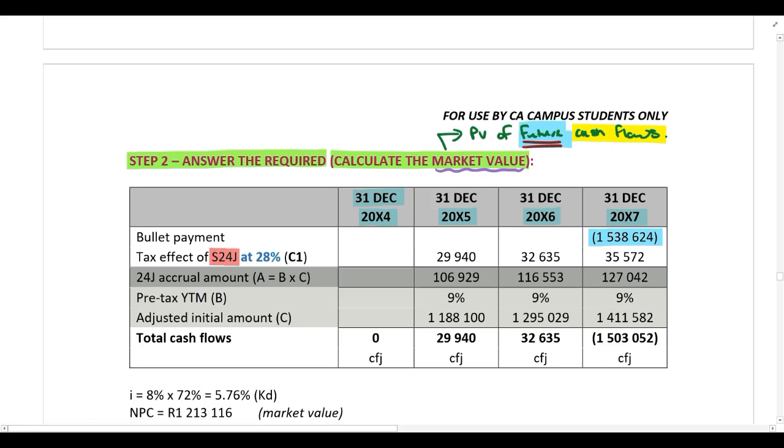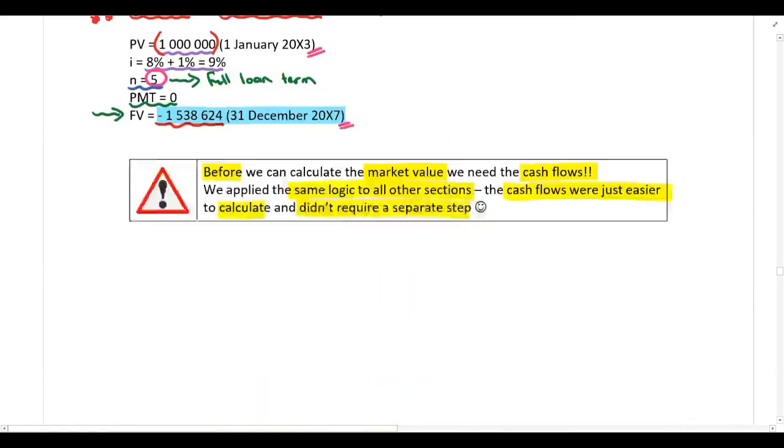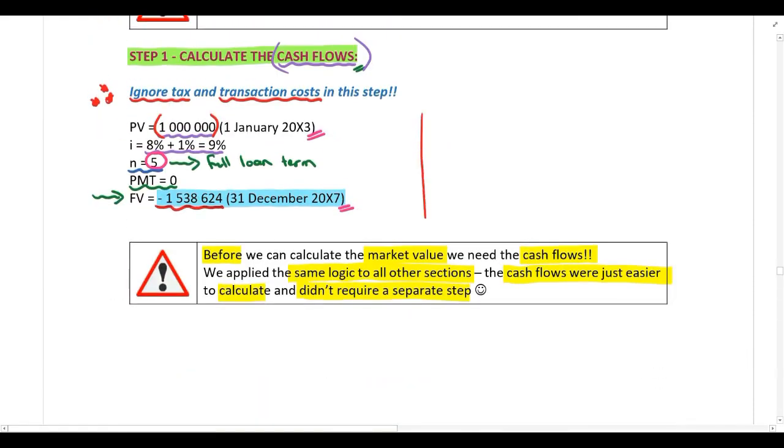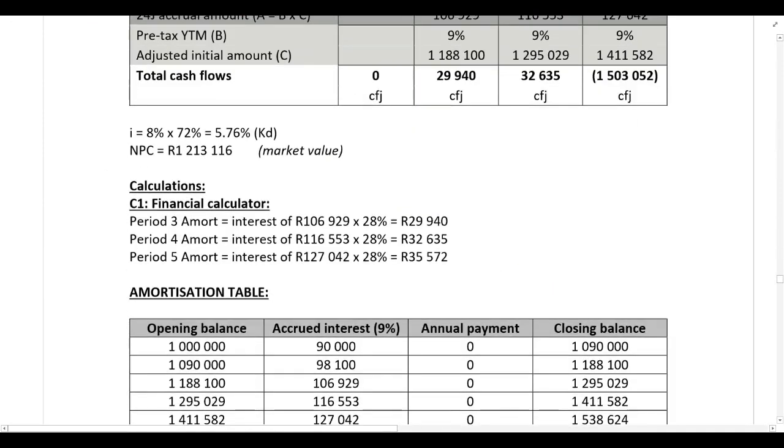Now, most people really overcomplicate this calculation. It's actually a very simple calculation. If you go back to step 1, you already have all of this information over here in your financial calculator. Keep that information in your financial calculator. Then, using the amortization function on your financial calculator, I need you to pull out the interest for periods 3, 4, and 5.